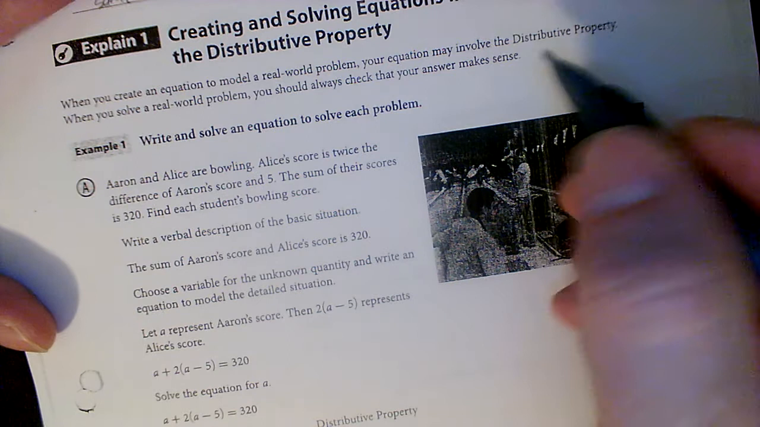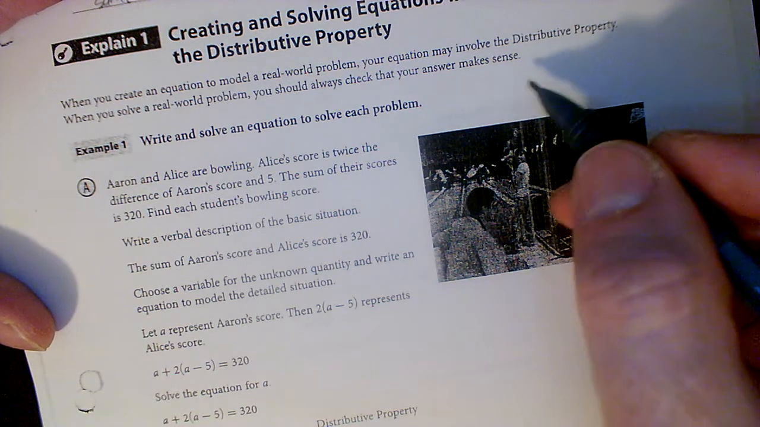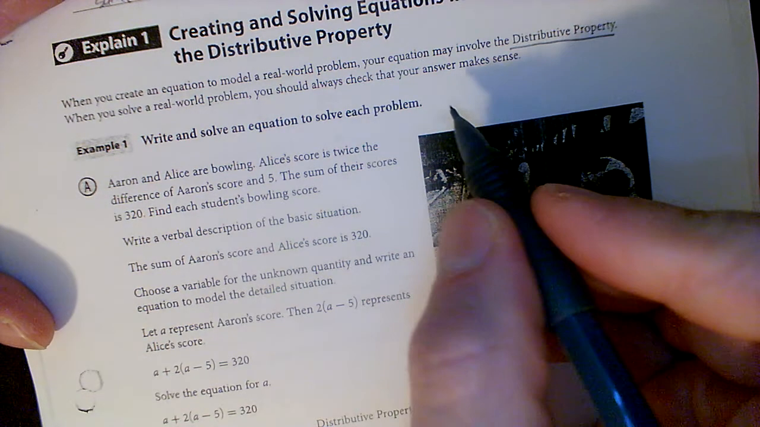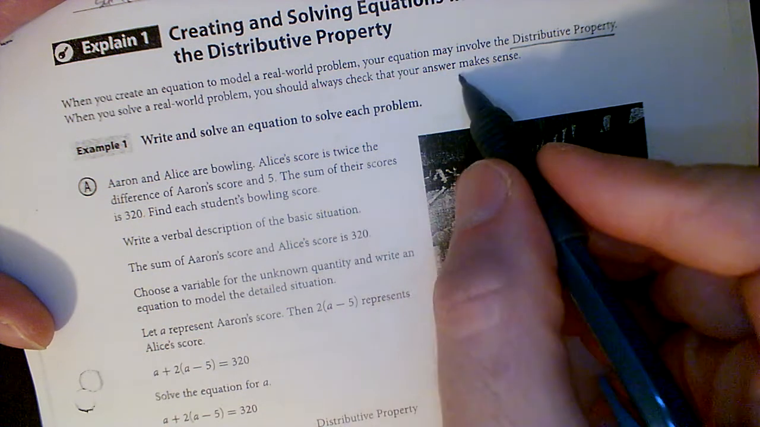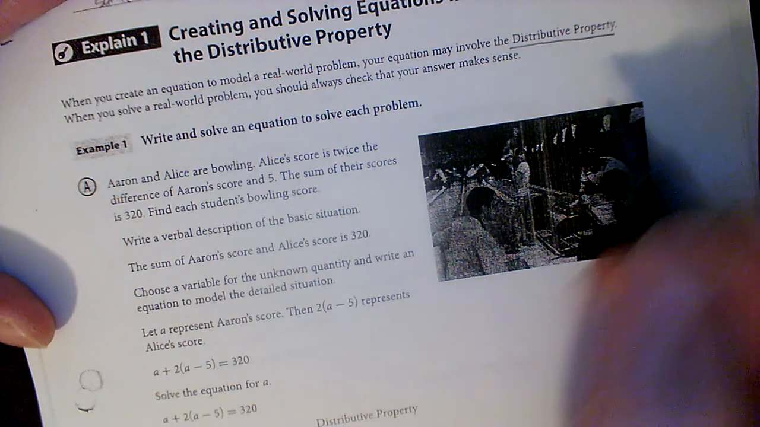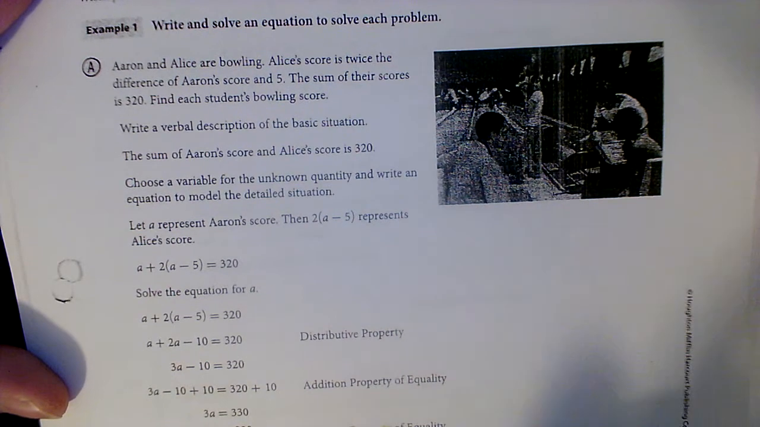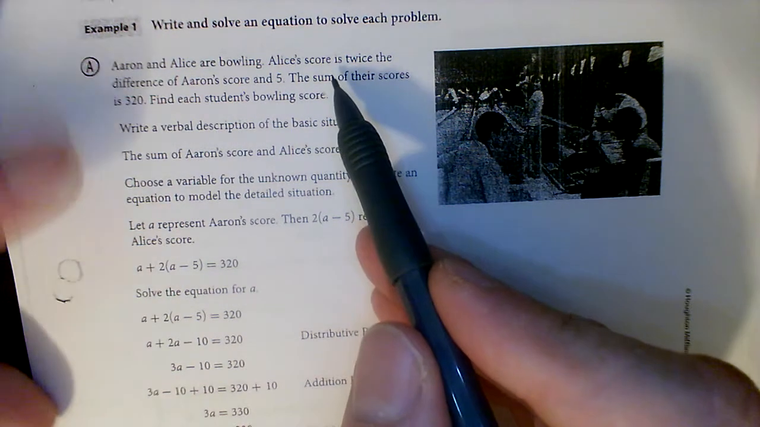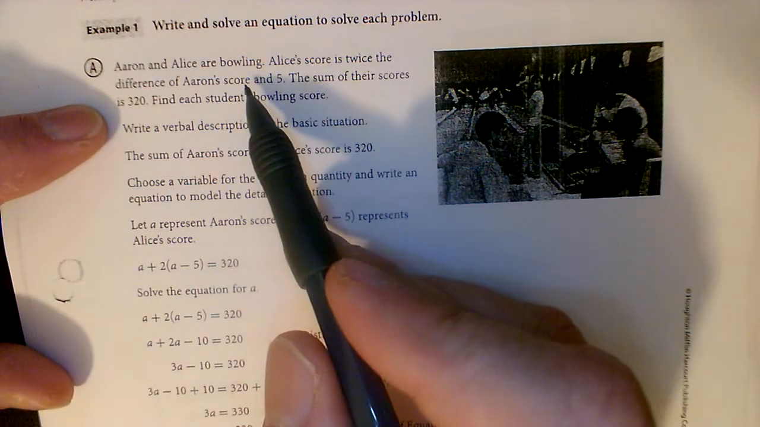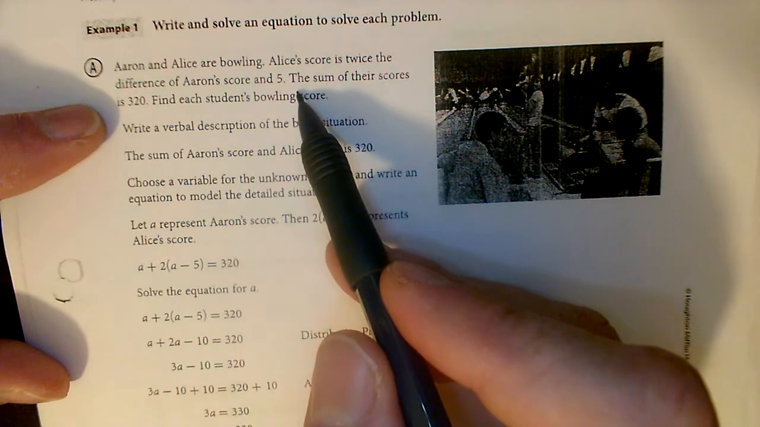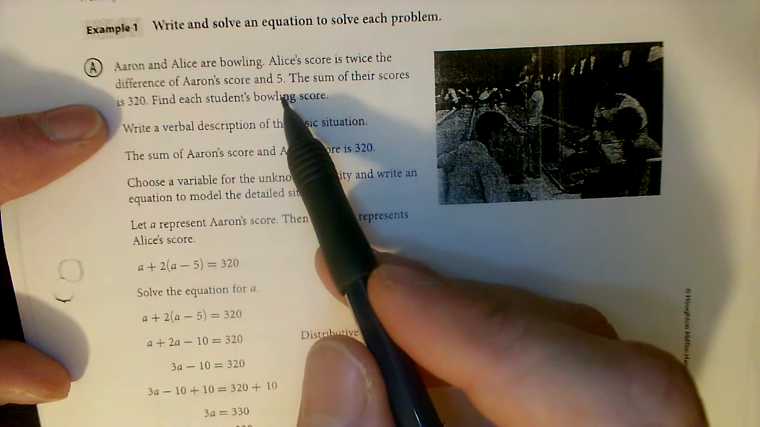When you create an equation to model real-world problems, your equation may involve the distributive property. When you solve a real-world problem, you should always check that your answer makes sense. So we have the distributive property down here, and we're going to look at it. Aaron and Alice are bowling. Aaron's score is twice the difference of Aaron's score, and Alice's score is twice the difference of Aaron's score in 5. The sum of their scores is 320.